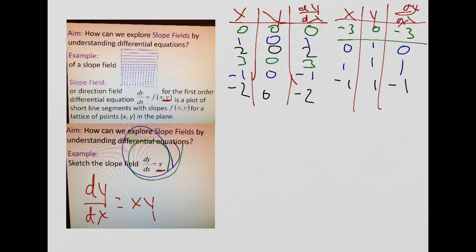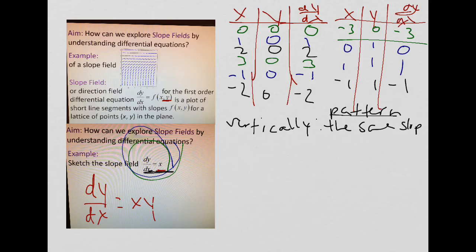Now, since it doesn't matter what y is, there's a sort of pattern that occurs when it's just an x over here. It's that vertically, and that was the word vertically, I will try to write it. They're all the same slope, vertically. So if we had just a y, horizontally, it would be the same slope, okay?